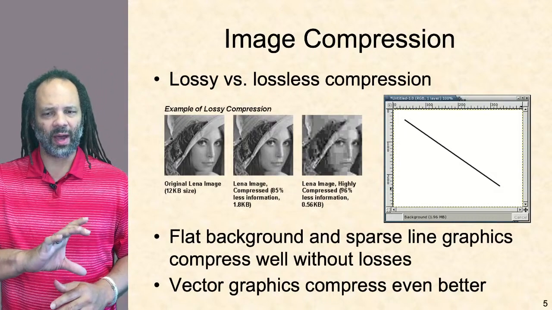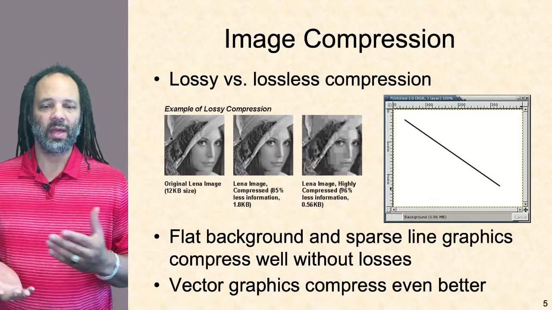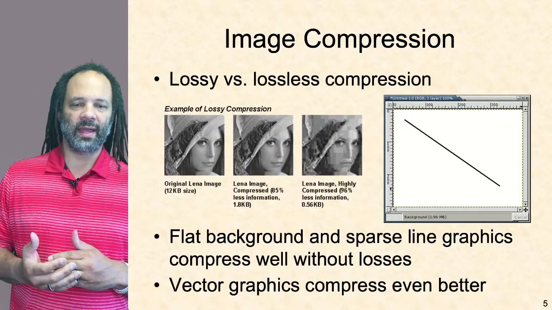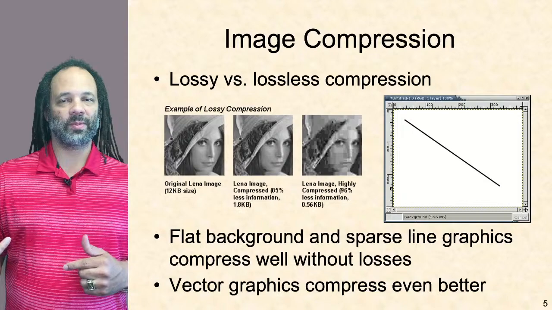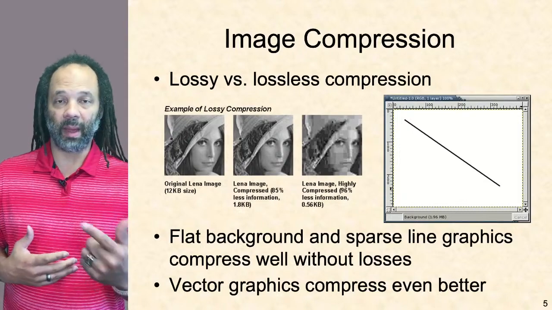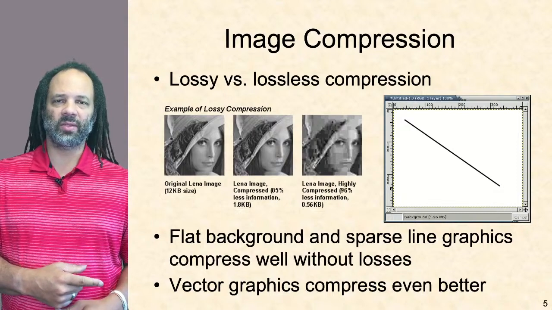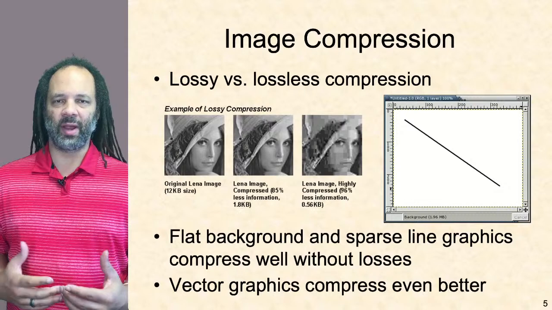So you can see why flat backgrounds and sparse line graphics compress really well, even in a lossless version. In this case, I don't have to lose anything if I say, well, I know exactly where every pixel would be black, but instead of having it be represented by 24 bits, I can represent it by 1 bit. And vector graphics compress even better because we've got sort of this formulaic way to generate an image.